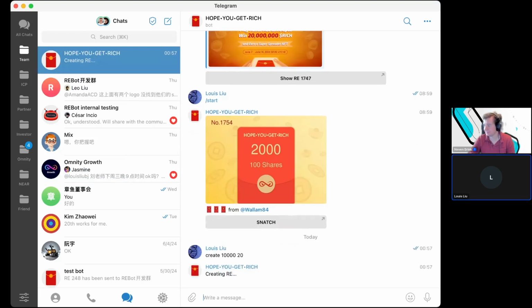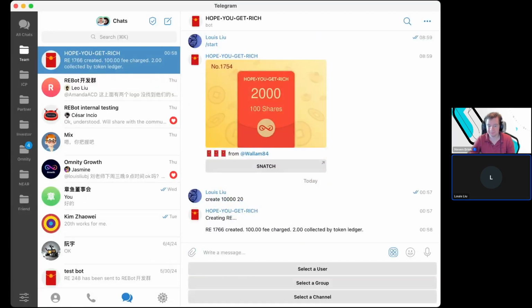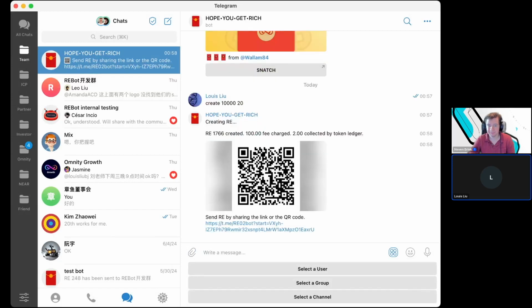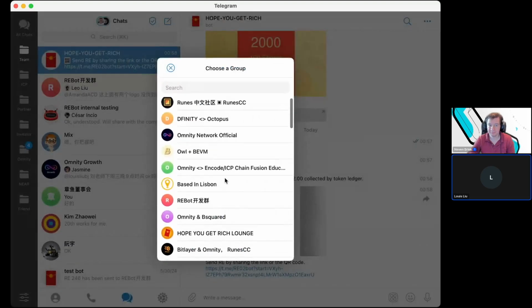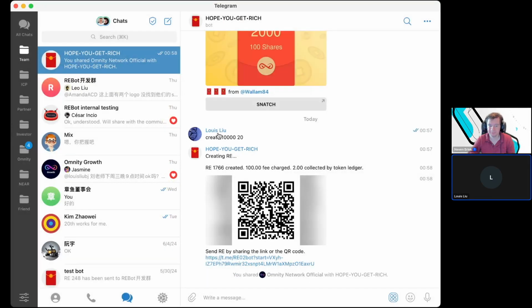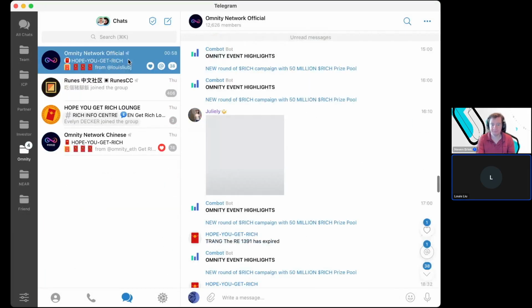So there is an agent software that uses my non-custodian wallet and deposits 10,000 Rich to a canister on ICP. Once the red envelope is created, you can send it to a Telegram user, a Telegram group, or a Telegram channel, and you can also share this link or QR code anywhere on the web. Let's select a group. I will share it to the Omnity group, and okay, here it is.